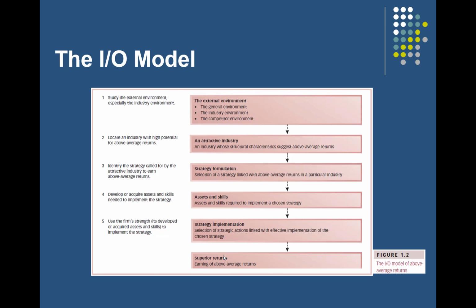What we do is we look at those environments and we try and work out how attractive an industry is. Is this an industry that we should be looking to compete in, and how should we compete there? Once we've worked out whether it's attractive and what our strategy might be, then we try and acquire the assets and skills that we need to effectively compete within that industry, and then we go about implementing our strategy. So the IO model is very much informed by these external factors and driven by external forces that might shape the organisation.